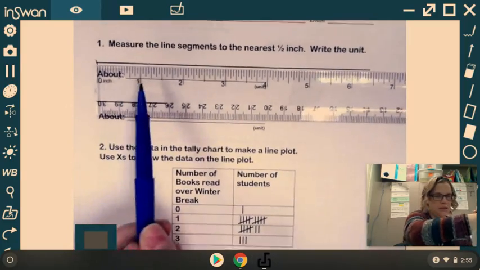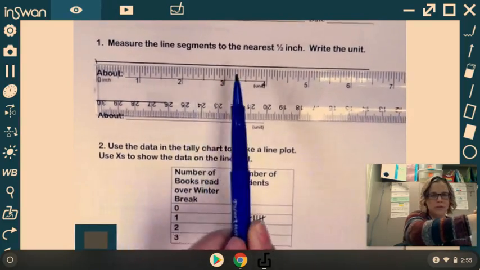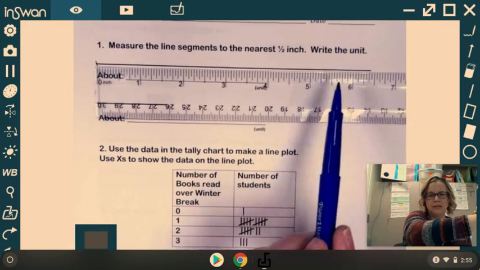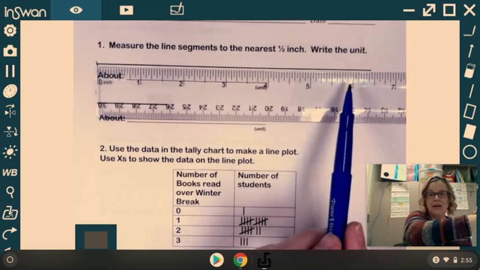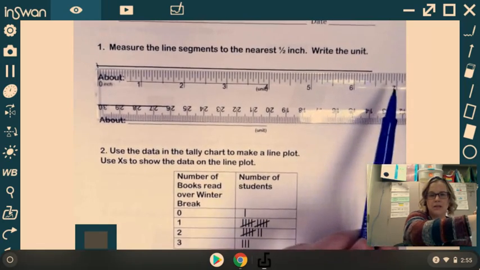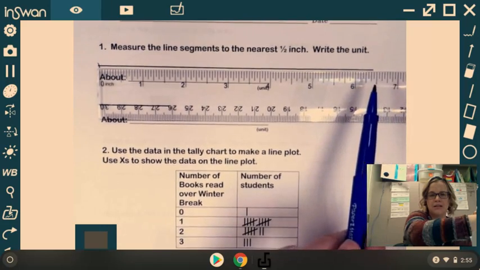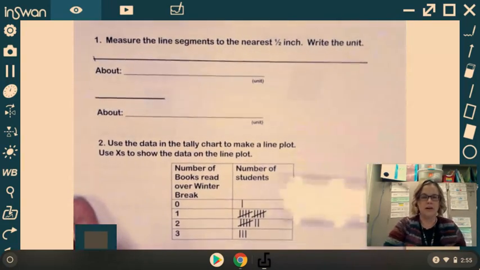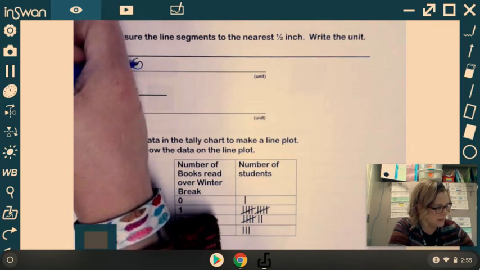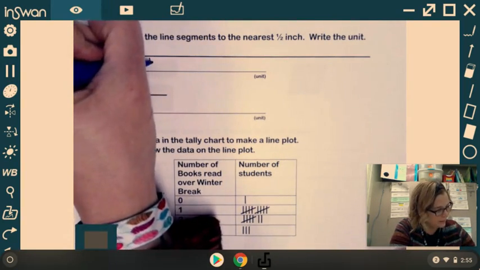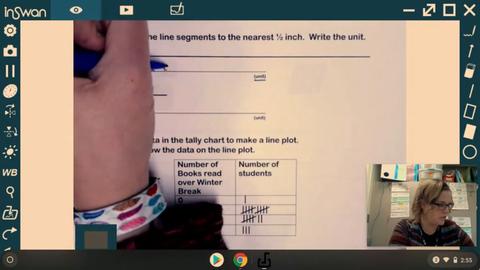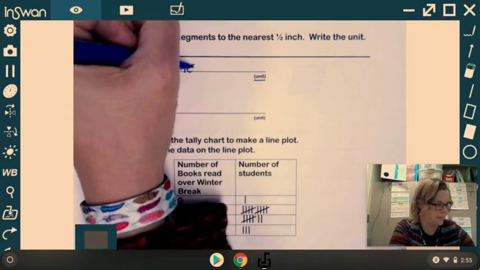So I can see 1 whole inch, 2 whole inches, 3 whole inches, 4, 5, 6. I said 7½, but you should have picked 6½ because here's the 6. It's not to the 7 yet. It is 6½. So I should have actually said 6½. I'm going to write a big 6, a half, and then it's asking for my units. I was measuring inches, so I'm going to put inches on my line.